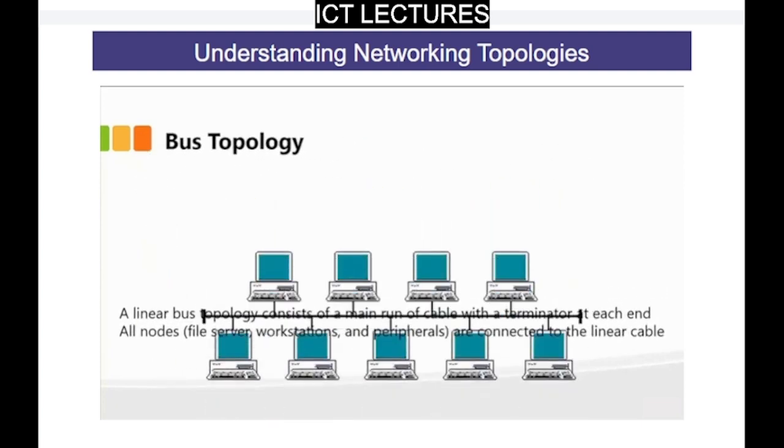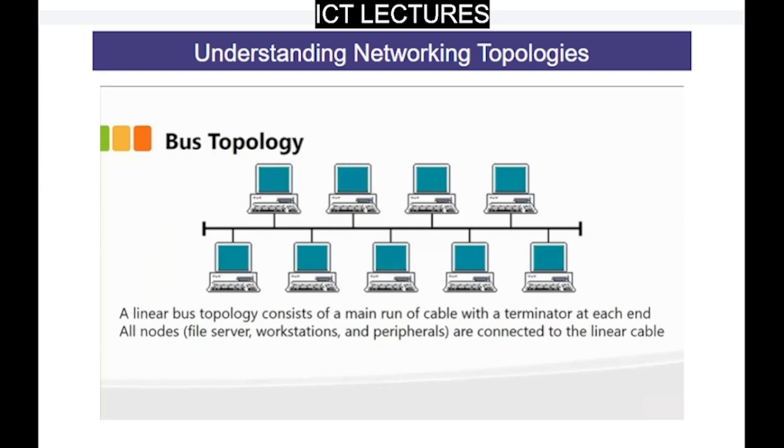So what is a bus topology? A linear bus topology consists of, like I mentioned earlier, a main run of cable with a terminator at each end, and all computers, your nodes, such as file server, workstations, and other peripherals such as printers, are connected to the linear cable. And you can imagine that if there's a break in the cable, at any point, the connection would break among computers and devices.